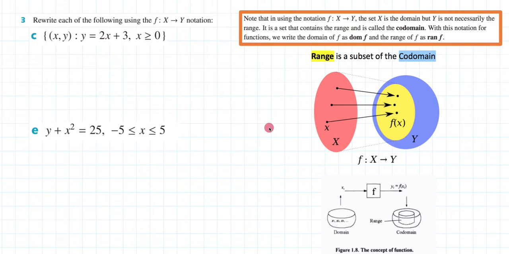So we're doing exercise 5C, and in this video I'm going to be answering question 3C and 3E. It is asking us to rewrite each of the following using this notation. So what on earth is this notation?